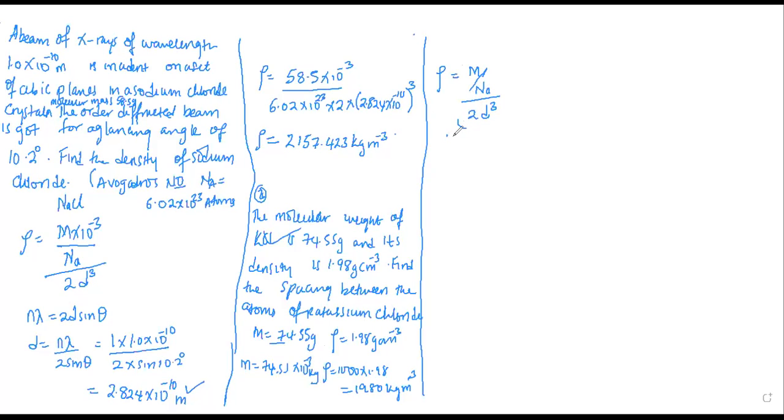So that's the reason we have these 2 there. So d cubed can be made the subject to have m over 2 Na rho. Therefore, d cubed, with our mass, is 55 times 10 power negative 3 divided by twice the number 6.02 times 10 power 23 times the density, which is 1980. Can you press the calculator and then get the value of d, the cube root of the answer you've got.